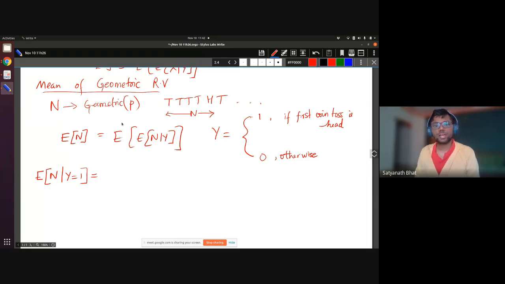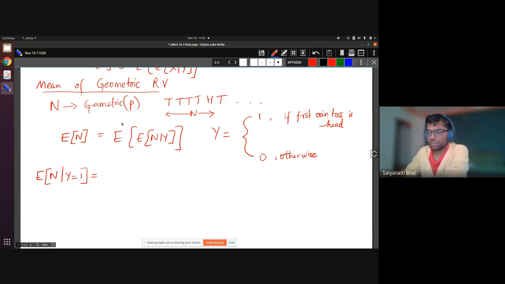The other random variable that I'm going to choose is the outcome of the first coin toss. The first coin toss can be a head or a tail. If it is a head, the random variable that I've chosen, Y, will be 1. So basically I'm conditioning on the outcome of the first coin toss. Now if the first coin toss is head, and I ask you how many times you have to toss till you get a head, what would you say? It has to be 1 itself, right? Because the first coin toss itself gave you a head.